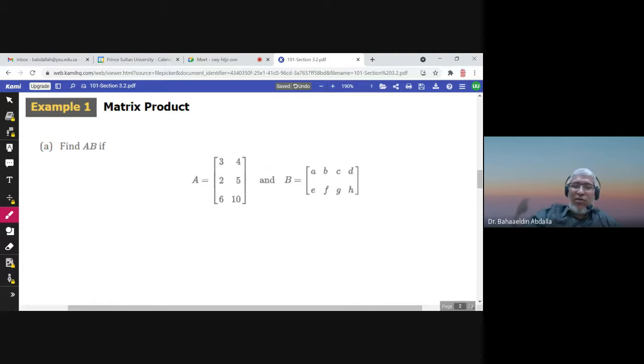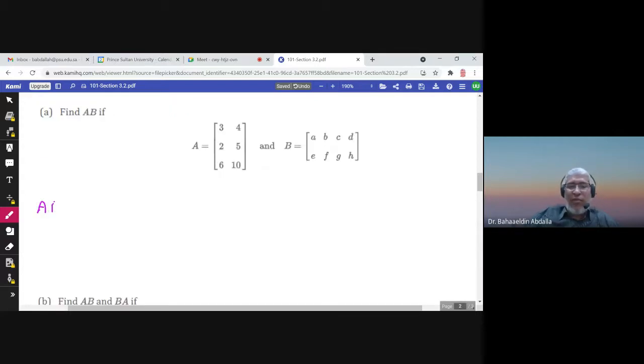So for example, to find A times B here, okay, AB would be equal to. Notice that the order of A, I have three rows and two columns. And the order of B, I have two rows and four columns. So 2 equals 2, that's good. I can find the product. And what would be the order of the product matrix? It would be of order 3 times 4. So I will have 3 rows and 4 columns. How to obtain them?